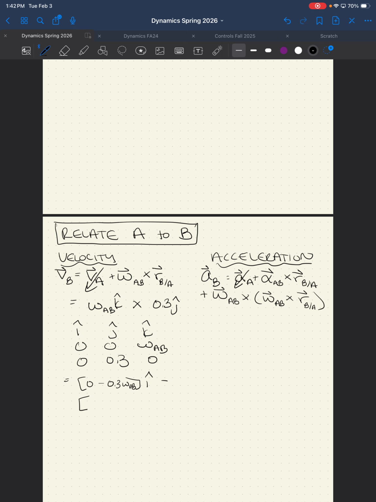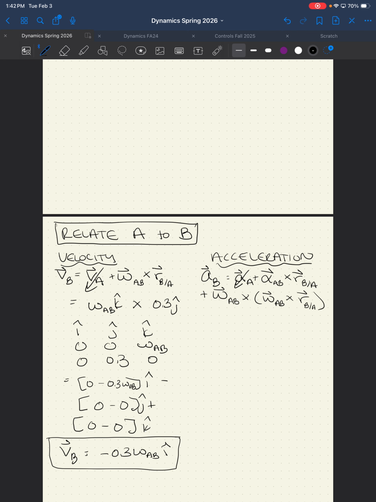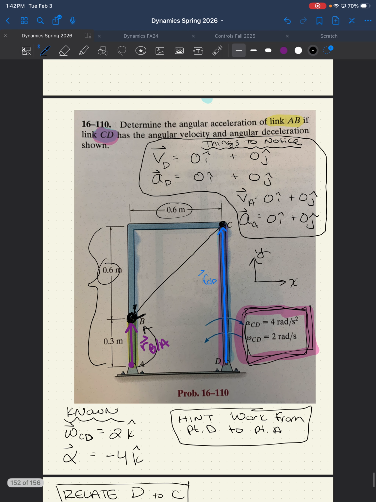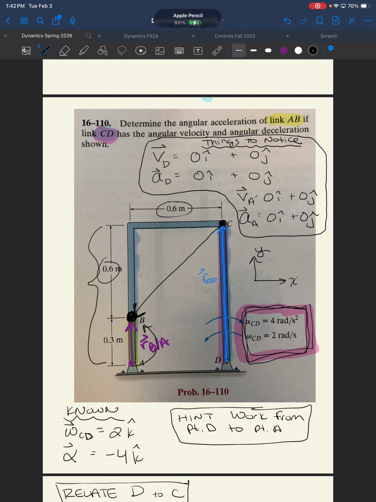Think back to your system of equations. How many unknowns can I solve for if I have 4 distinct equations? 4 unknowns. What are my 4 unknowns in this problem? Well, in this equation, it looks like I have omega CB. It's 1 minute left. Give me 1 minute. In this equation, it looks like I have an alpha CB. That's another unknown. In this equation, I have an omega AB. In this equation, I'm going to have an alpha AB. Those are the 4 unknowns.